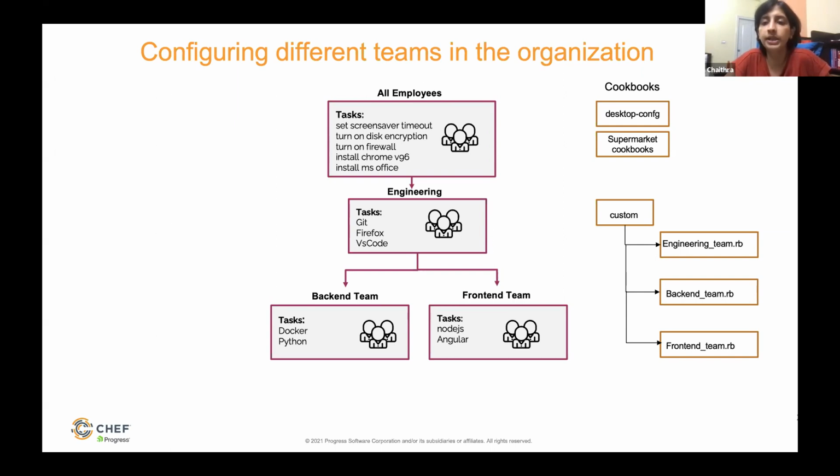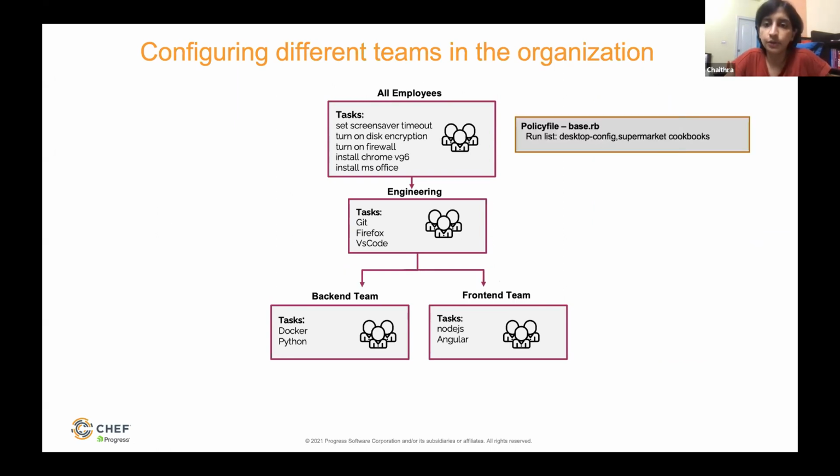So how would we define which are the recipes and cookbooks which go for different organizations? So like I said before, policy file is where you specify which are the cookbooks and recipes that you want to run on your different user groups and teams, right? So you would have a base policy file which would run cookbooks and recipes to perform some base configurations as mentioned here.